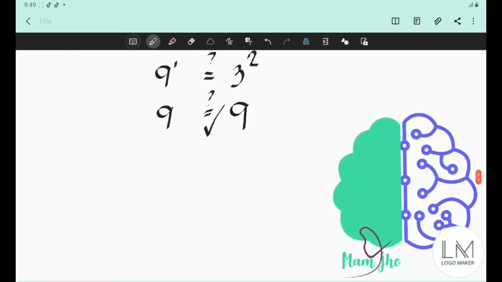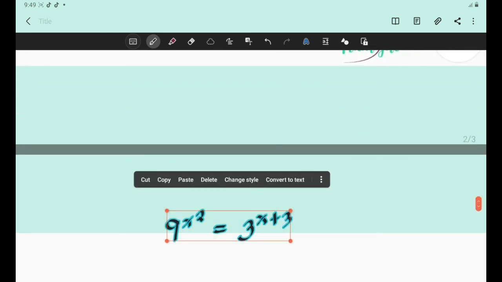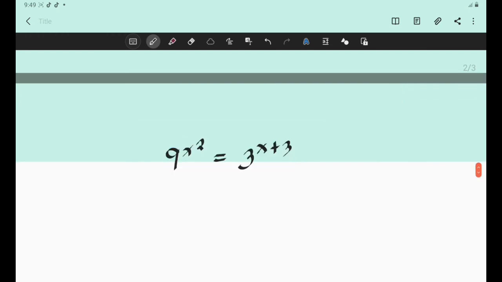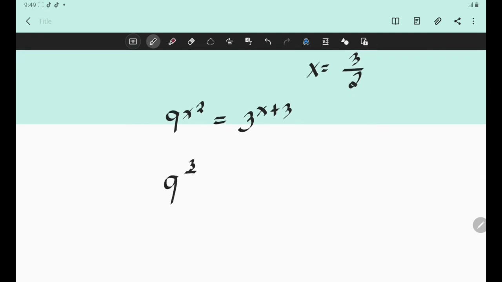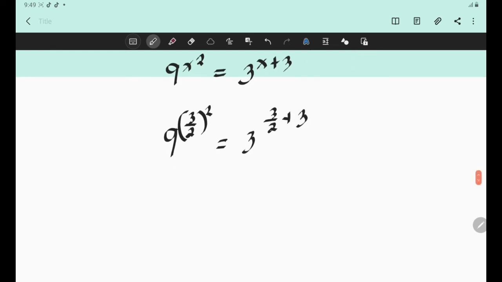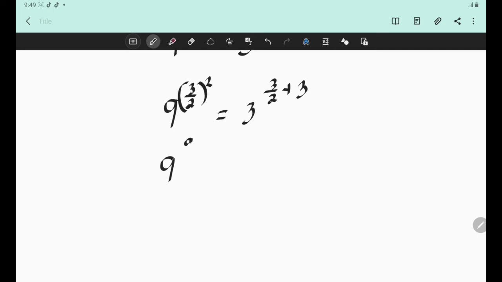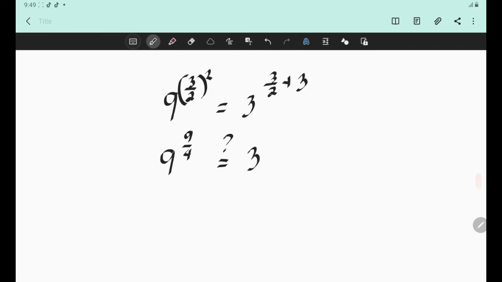So, again, let us just copy the original exponential equation. And then, i-substitute naman natin si x is equal to 3 halves. So, we have 9 raised to 3 halves squared is equal to 3 raised to 3 halves plus 3. So, we have 9 raised to 9 all over 4. Is it equal to 3 raised to 3 halves plus 3? So, since i-add natin yung fraction to whole number. So, again, LCD, we have 2, then 3 plus 6. So, we have now 9 raised to 9 all over 4. Is it equal to 3 raised to 9 all over 2?